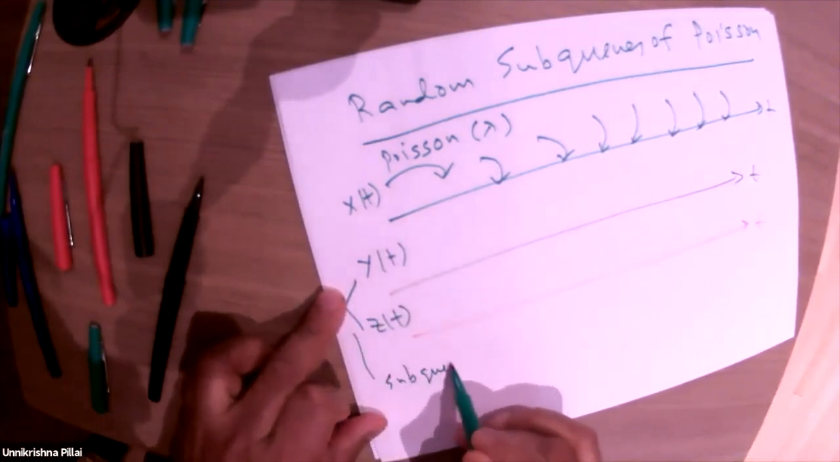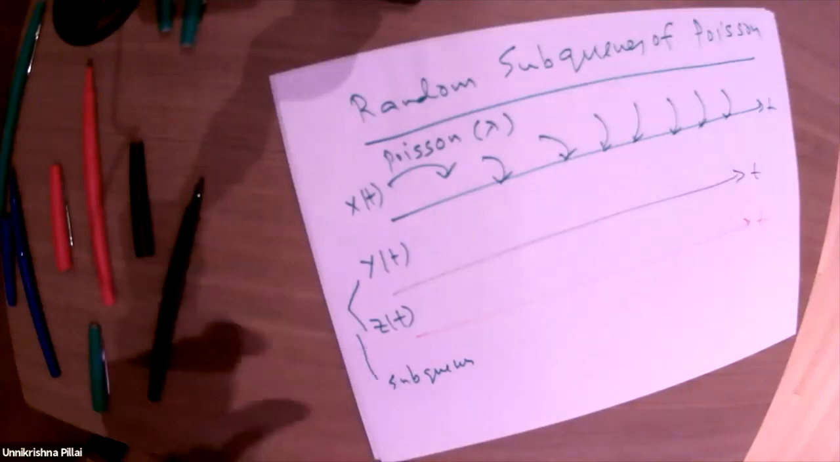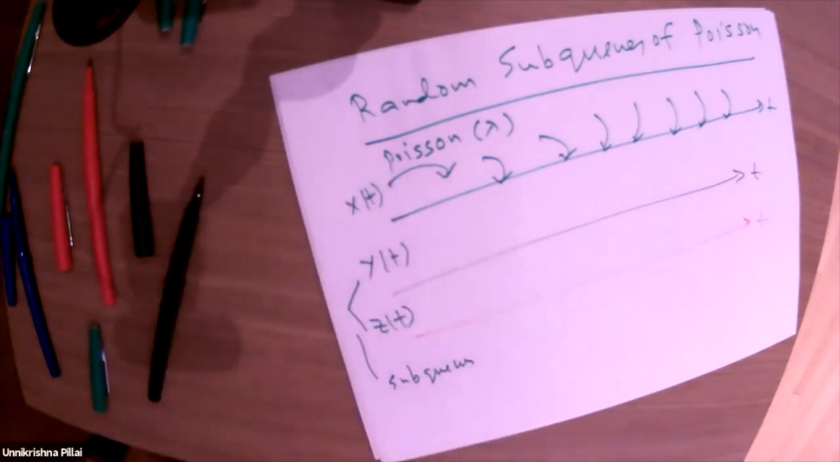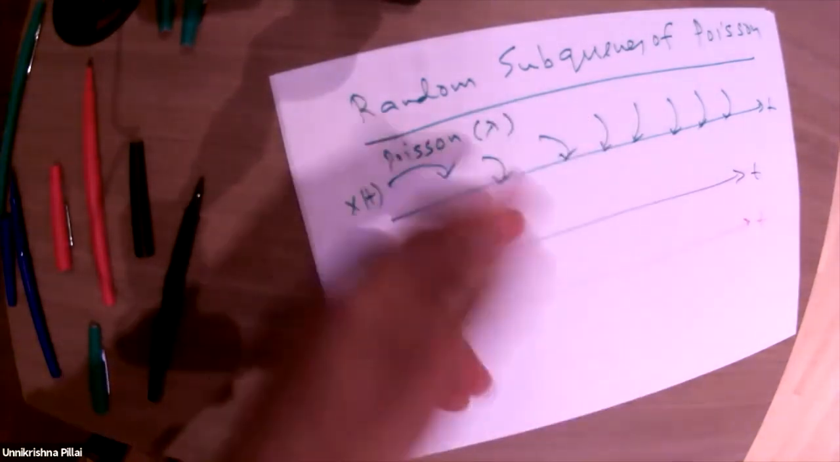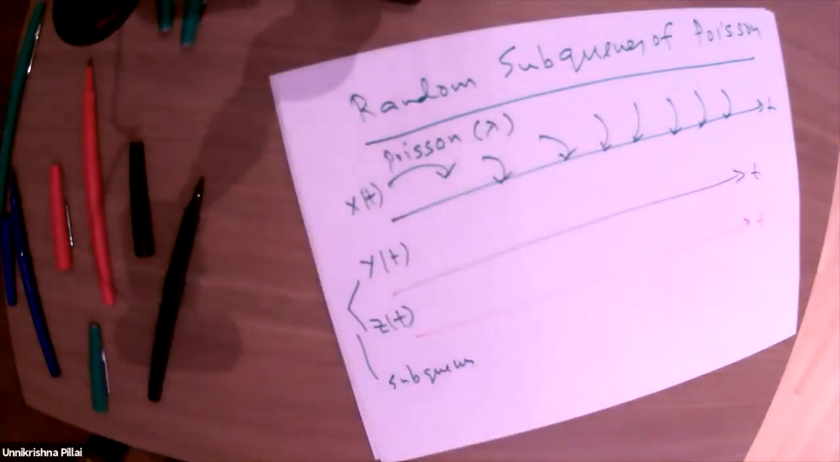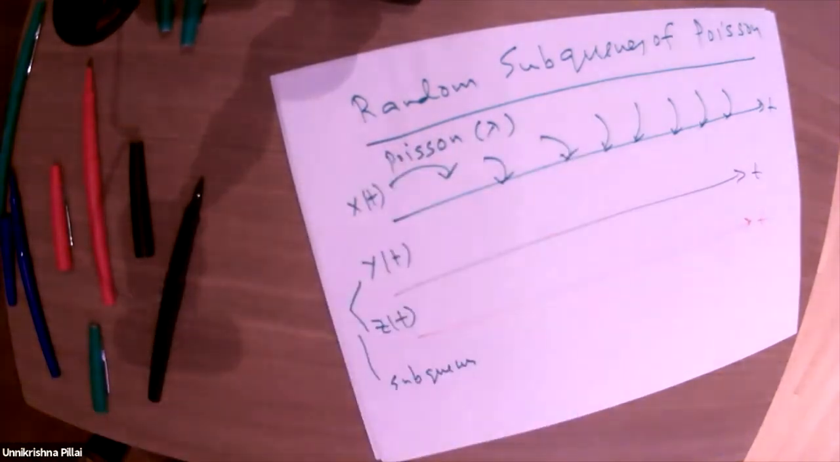I hope you can read what I wrote. So you have an original Poisson queue or Poisson arrivals, and I'm going to create two sub arrivals from X of T. I'm going to create them randomly. So what is the easiest way to create two random queues from the original one without disturbing the original one? How do I create something randomly? That means each arrival, I either put it here or put it here. What could I do, for example, to make it random?